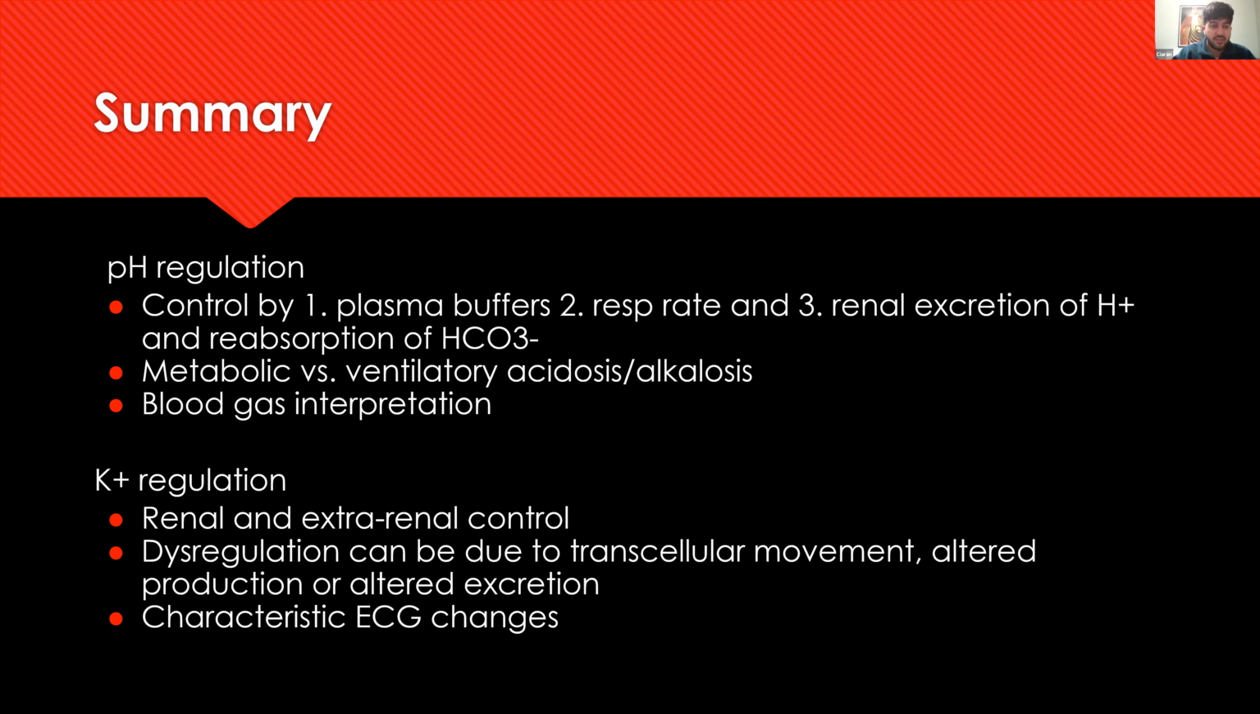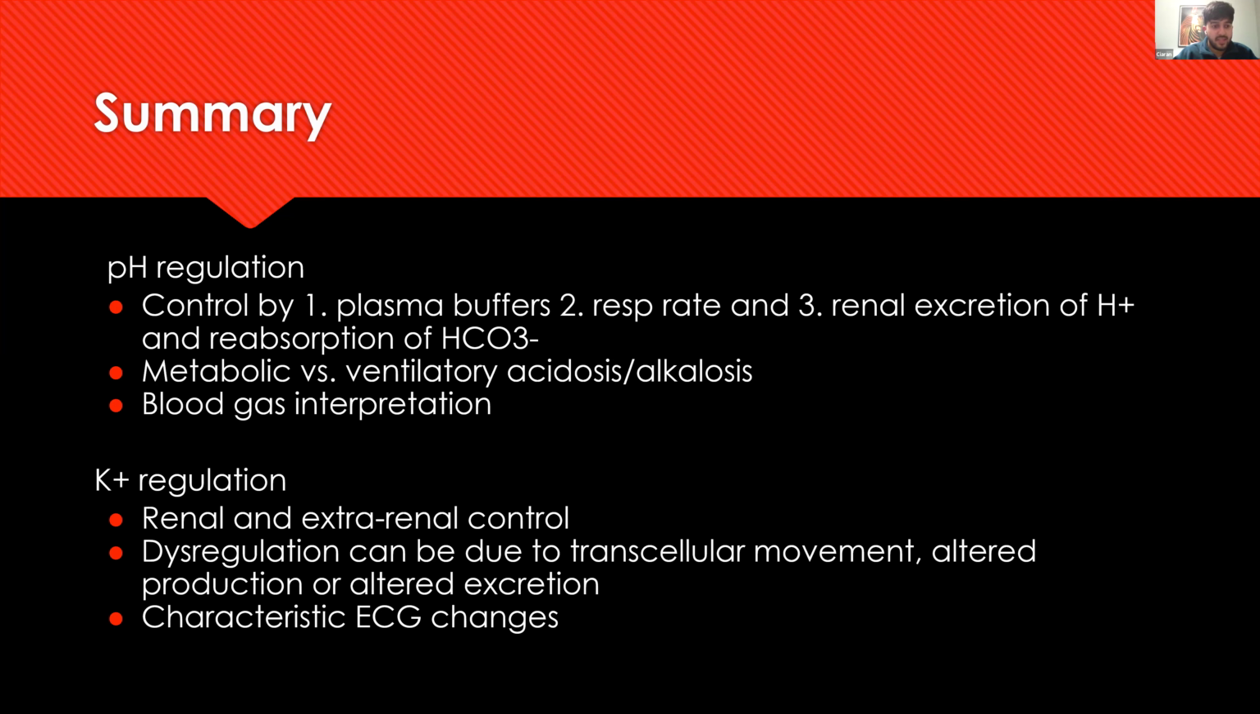When considering derangements, we want to look at, first of all, the effect on the pH, then the PaCO2, and then the bicarbonate. Also consider that for metabolic acidosis, calculation of the anion gap is very useful to try to infer what the underlying cause of the metabolic acidosis is.